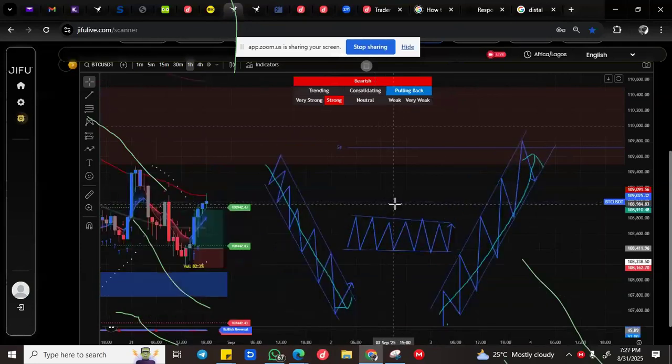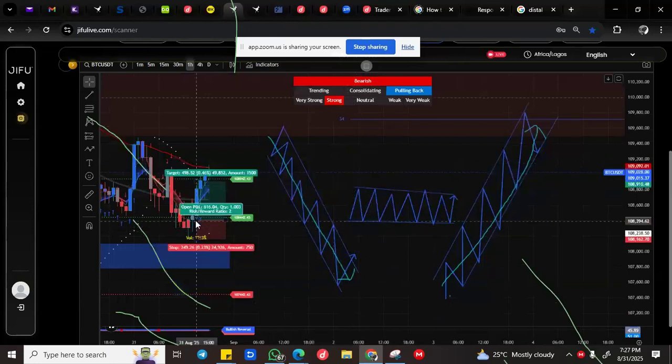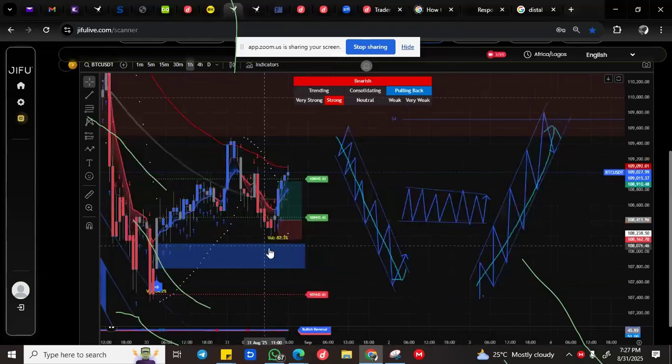Now, if it is, yes, pulling back from bearish, it means it is going to the opposite direction. It is bearish, it's supposed to be selling, but it is pulling back, then it is buying to the upside. That's why we got this trade. That is exactly how we got this trade at the fair value gap area.